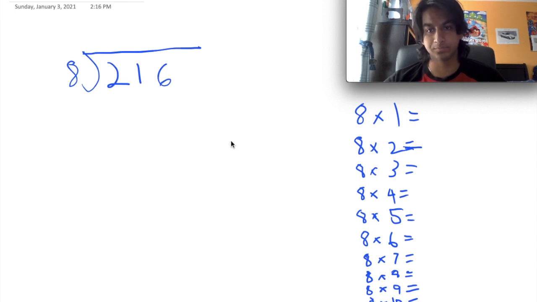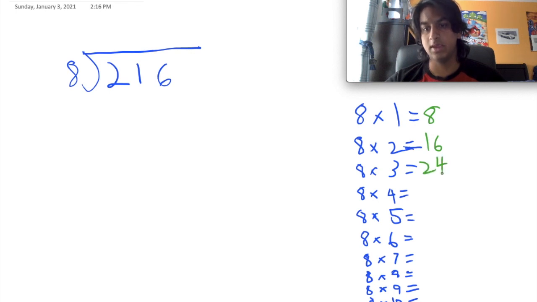Alright, welcome back. So let's get started. Let's write out the factors now. I know this is a time-consuming process, so once you get a little bit better at long division, you can start to transition away from it. But for right now, let's write them out. So 8 times 1 is 8, 8 times 2 is 16, 8 times 3 is 24, 8 times 4 is 32, 8 times 5 is 40, 8 times 6 is 48, 8 times 7 is 56, 8 times 8 is 64, 8 times 9 is 72, and 8 times 10 is 80.